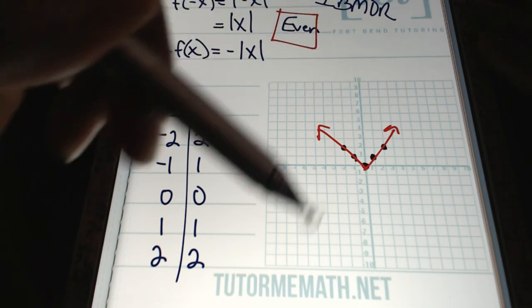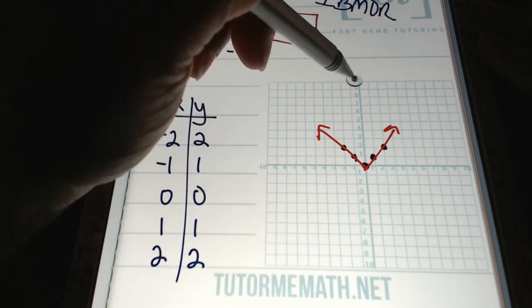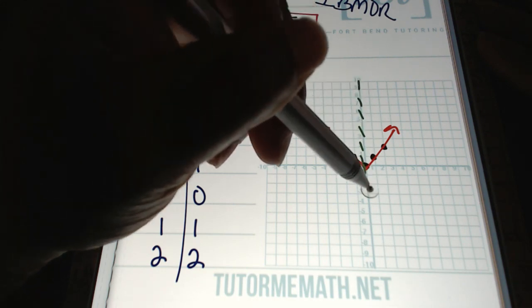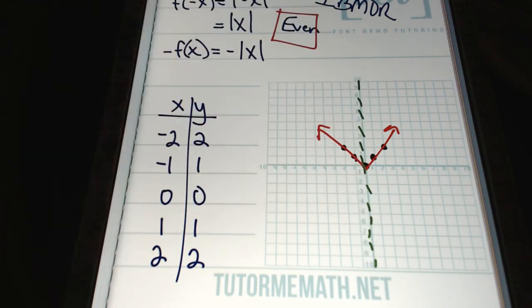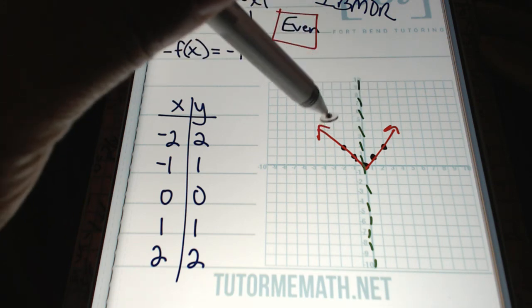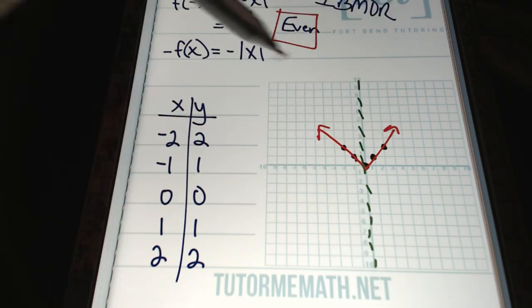And notice how we have identified that this graph is symmetric with the y-axis. The y-axis itself is a mirror to the left and right sides of this graph. This is a graphical way to identify an even function. Anytime your graph has y-axis symmetry, where the y-axis splits your graph into two equal parts, you are dealing with an even function.